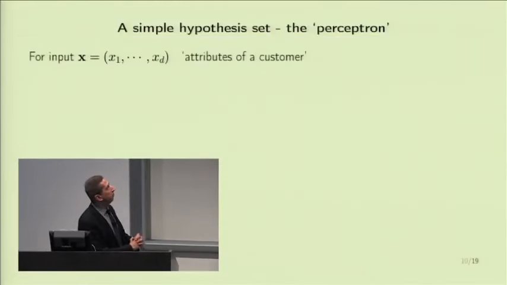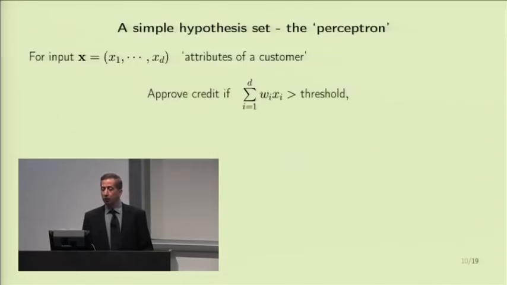Okay, you have an input, x1 up to xd, as we said, a d-dimensional vector, and each of them comes from the real numbers, just for simplicity. So this belongs to the real numbers. And these are the attributes of a customer, as we said: salary, years in residence, and whatnot. So what does the perceptron model do?